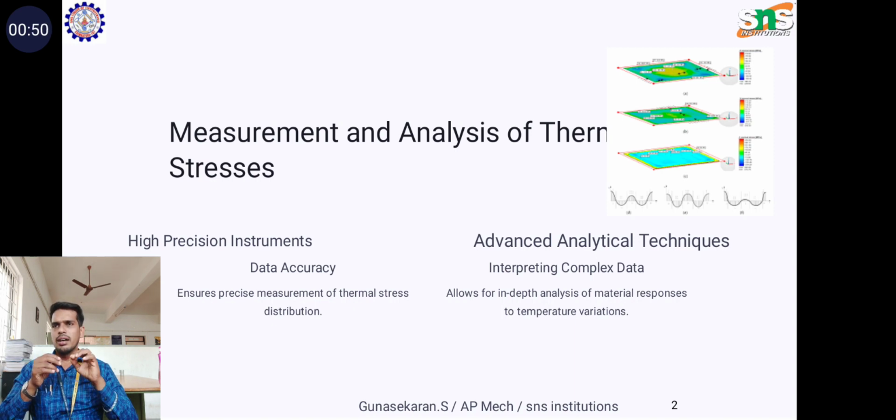Thermal properties and boundary conditions aid in accurate management of thermal stresses in engineering systems. High precision instrument data accuracy is also used, along with advanced analytical techniques for interpreting complex data.